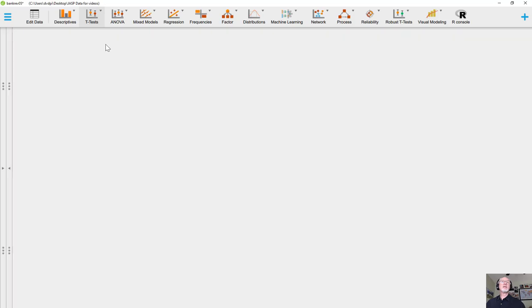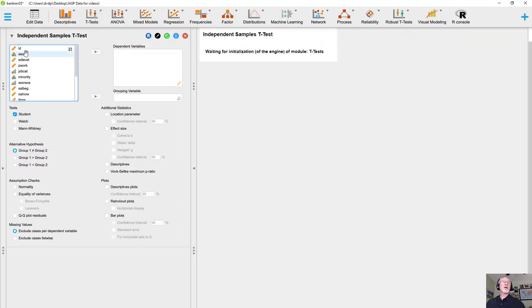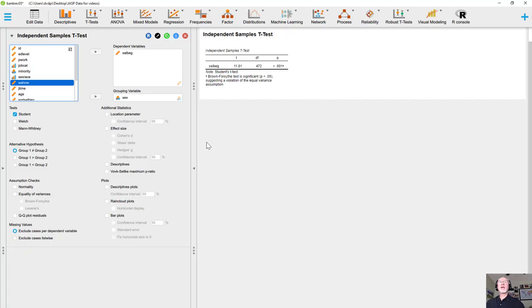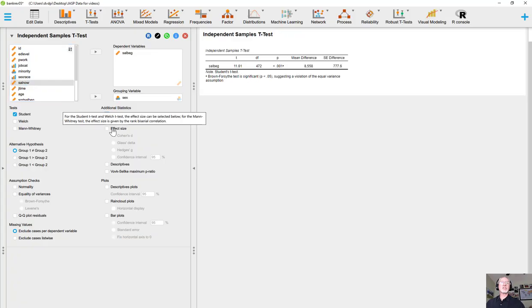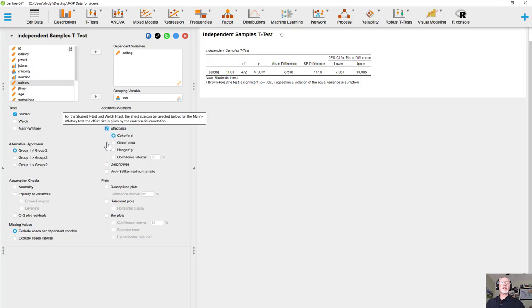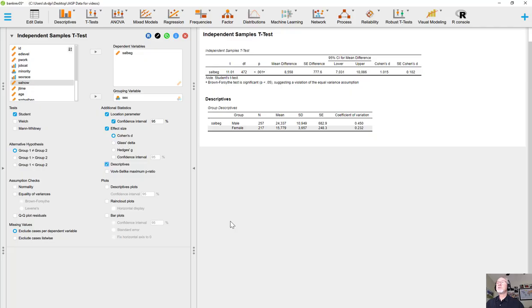t-test, independent samples. I'm going to use gender as my grouping variable, and I'm going to go to salary beginning as my dependent variable. Already I can see that there appears to be a significant difference. I'm going to add onto this a location parameter, a confidence interval, an effect size, and basic descriptives.